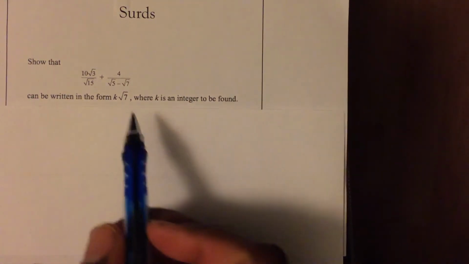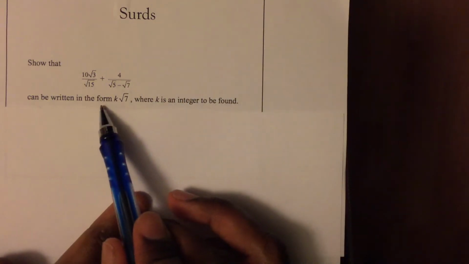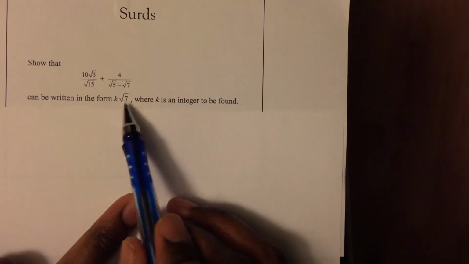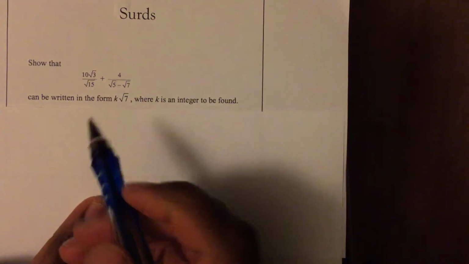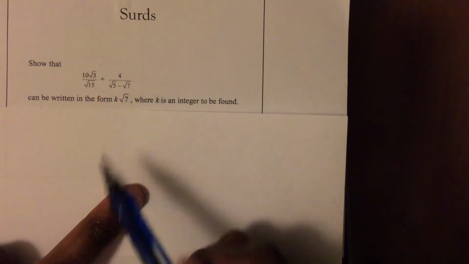So we have a question here on surds. We have an expression here and we need to simplify it in the form of k square root of 7, where k is an integer. So the best way to approach this question is to work on each term separately.